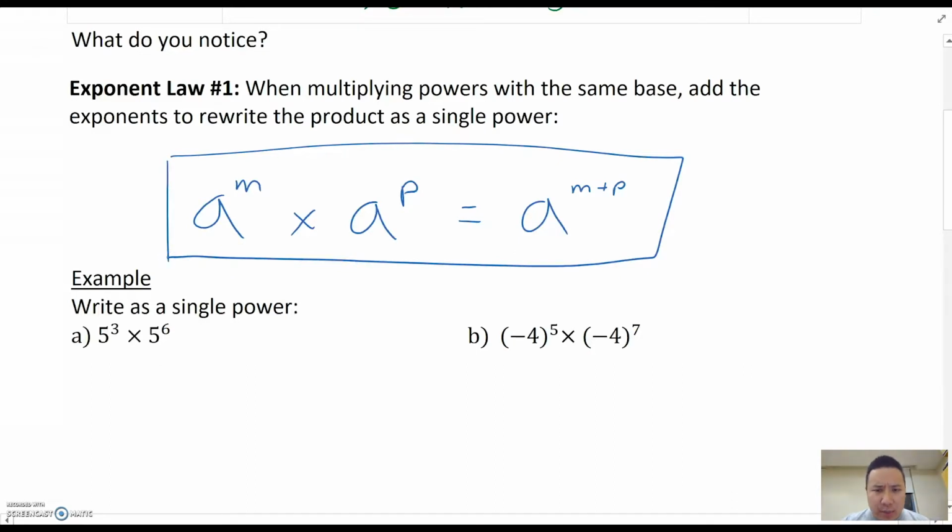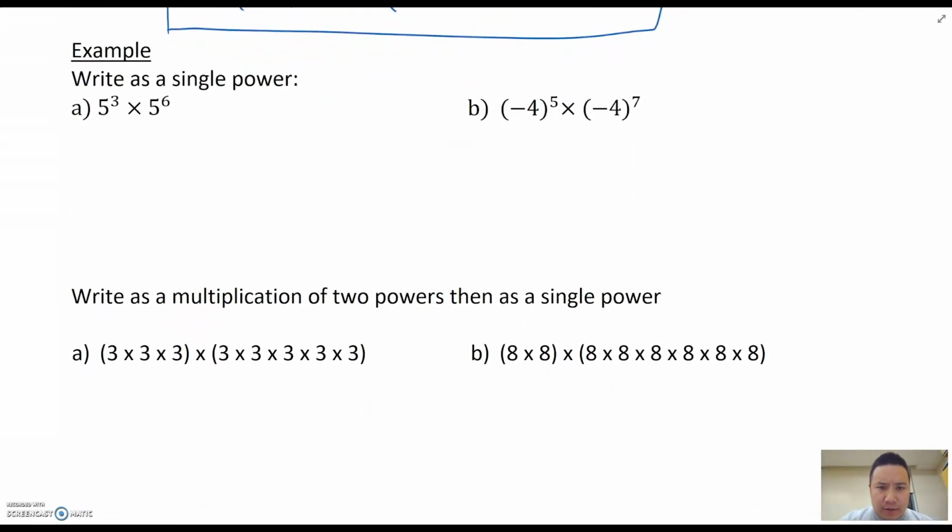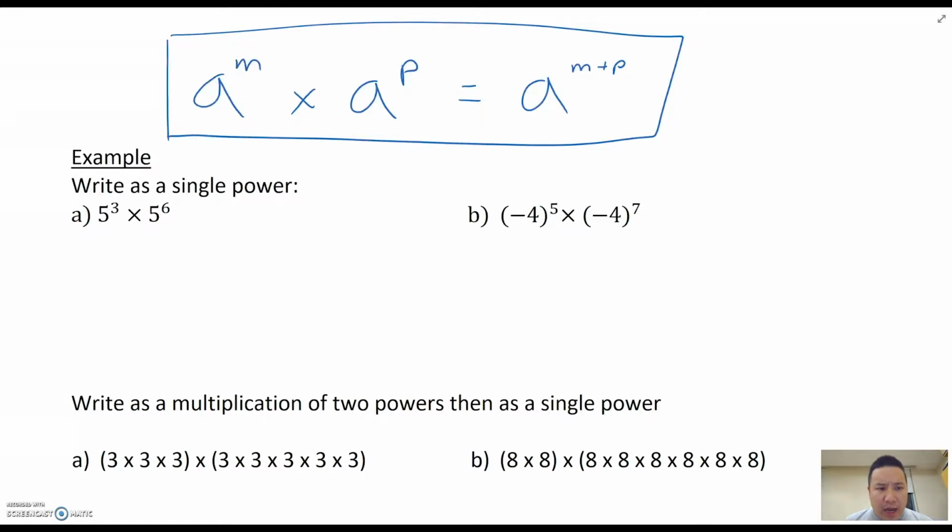Okay, so let's take a look at a couple examples here. Let's scroll down. So write as a single power. Okay, cool. We can do this. So 5 to the power of 3 times 5 to the power of 6. We're just going to add these exponents. So we have 5 to the power of 3, and then we add that 6, which gives us 5 to the power of 9.